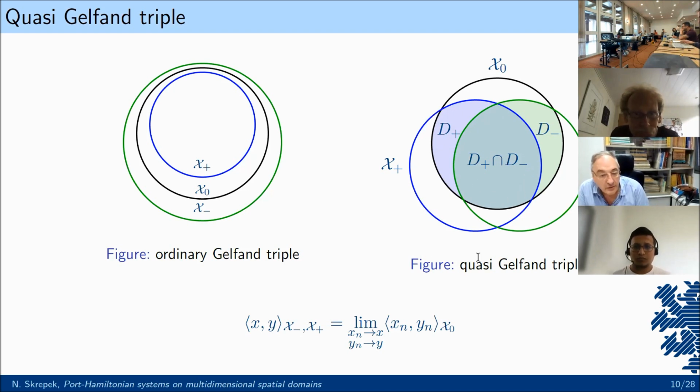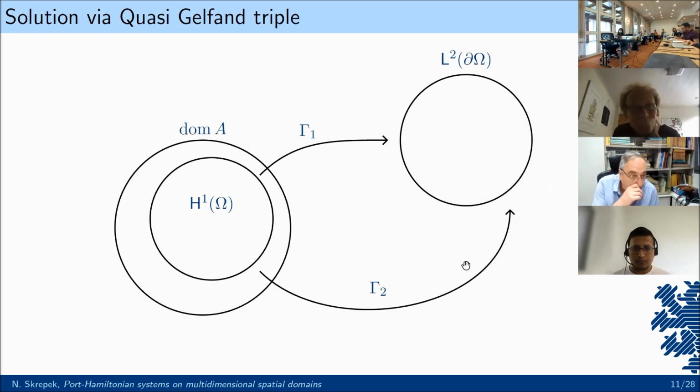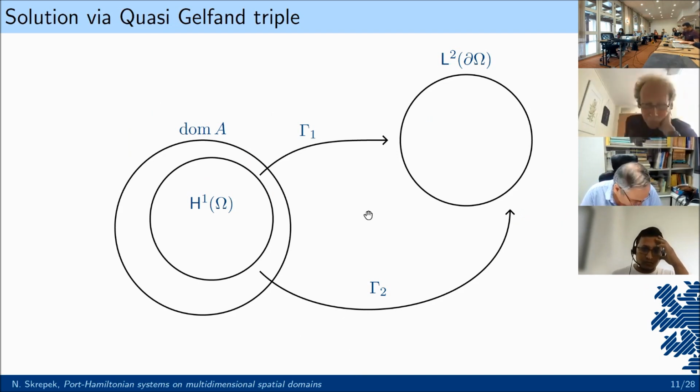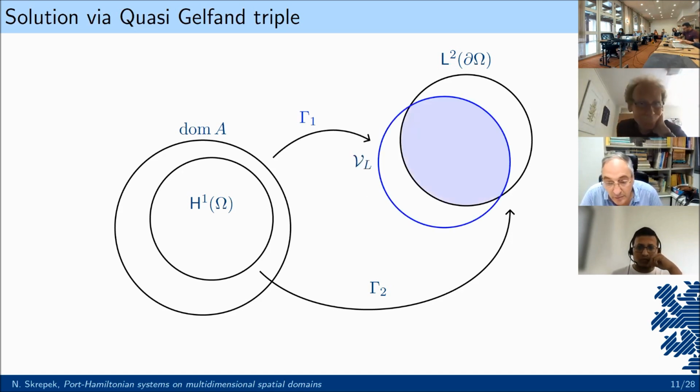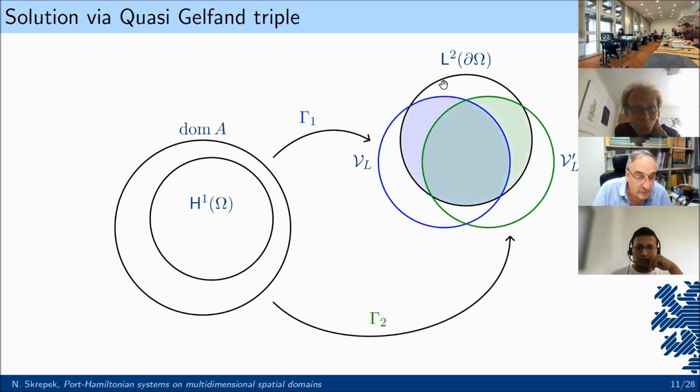Okay, there is a lot to say about quasi Gelfand triples, but we won't go into details. We just say what our situation is. We have the domain of A, and inside the domain of A, there is always H1, and we can define our mappings on H1. Now we want to extend the boundary mappings, and when we do that, the space gets bigger, and the situation is the following: one mapping gets the space VL, and the other mapping gets its dual space, and altogether this situation establishes a quasi Gelfand triple.